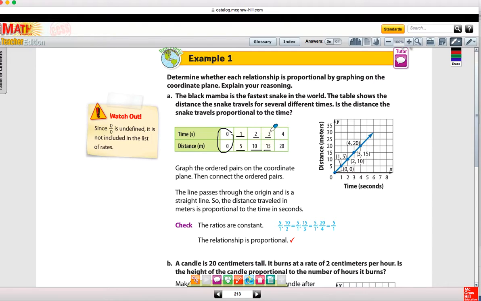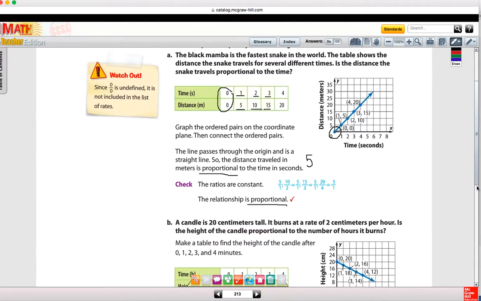Whether you graph it or whether you look at the ordered pairs or the table here, it is proportional, and that constant of proportionality is 5, meaning that every second it increases by 5 meters. And since those ratios are constant, the relationship is proportional. It is actually a direct variation since it passes through the origin 0, 0.